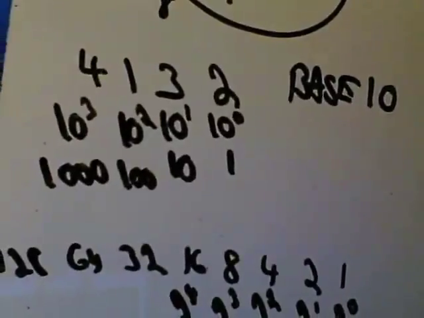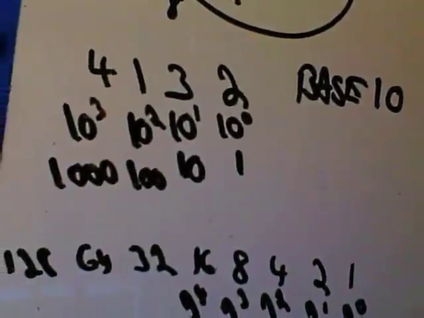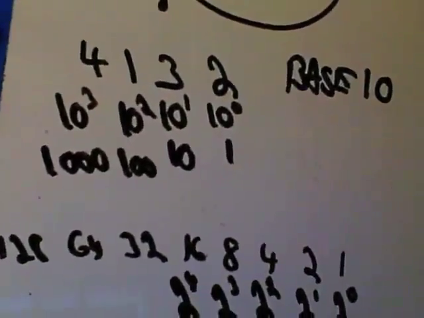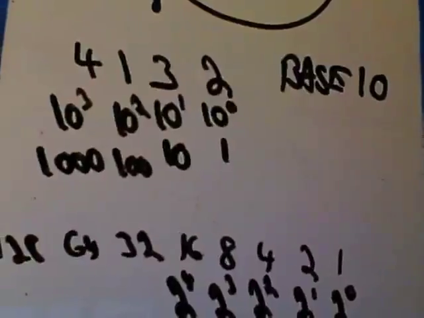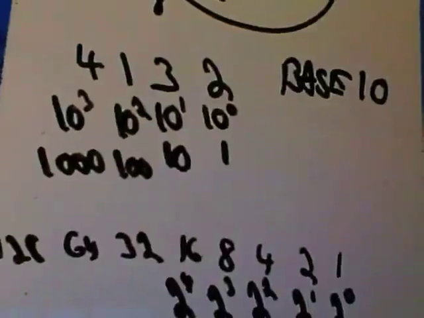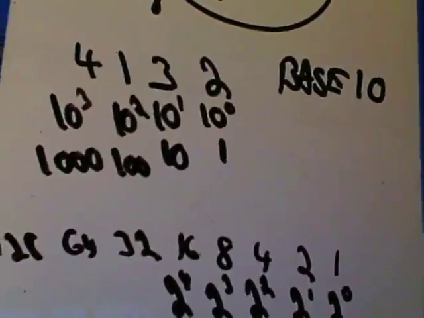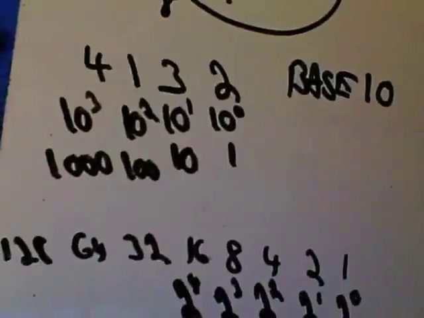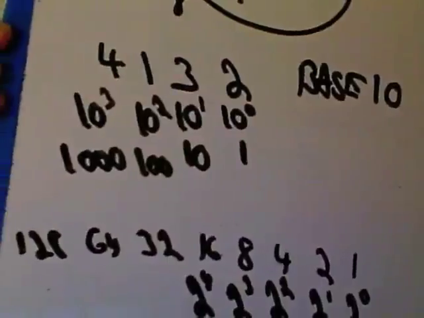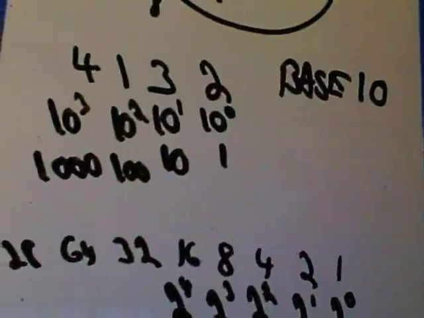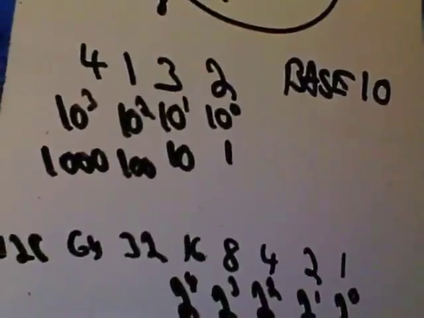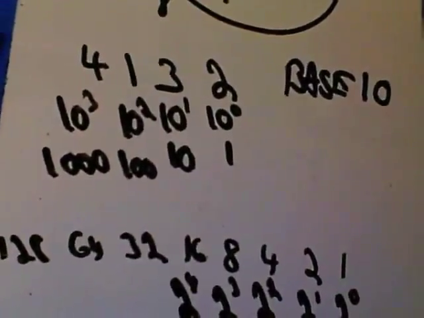We know that base 10 can use any digit from 0 to 9. And if we have a 4-digit number starting at the far right, that is the value of 10 to the 0, or 1. The next one, the 3, is 10 to the first power, or 10. The next one, the 1, is 10 squared, or 100. The 4 is the place value of 10 cubed, or 1,000. So in other words, going from your right to left, we have 2 1s, we have 3 10s, we have 1 100, and we have 4 1000s.